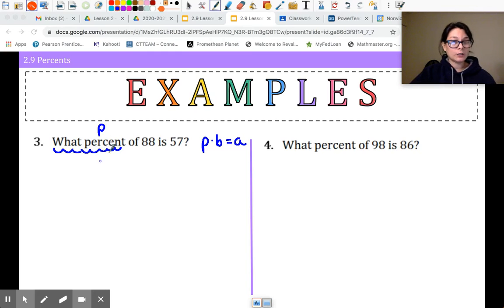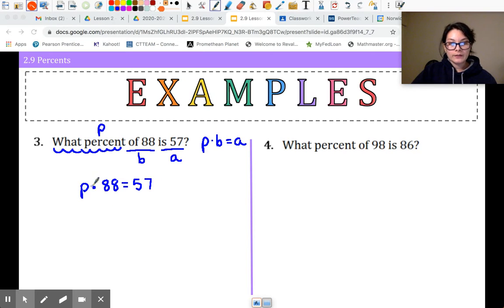We need to be really careful with ones like this. I'll show you why in just a moment when we start working it out. Of 88, that keyword of tells me that this is my base. Is 57, that keyword is tells me that this is my part. I'm going to substitute everything I know into my equation here. This time I don't know my percentage. So P times 88, replacing B with 88, equals 57.